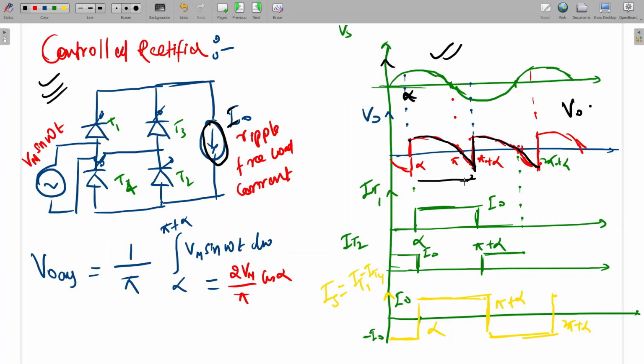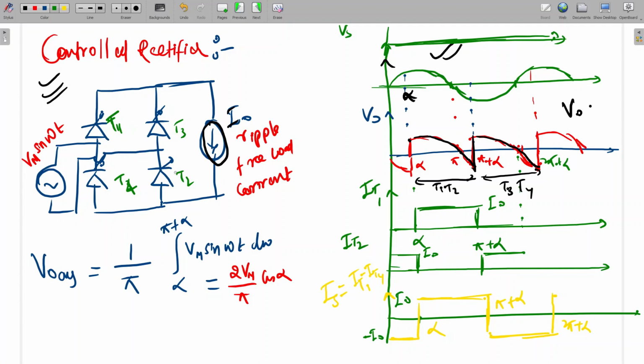From here to here T1 T2 will conduct, and from here to here T3 T4 will conduct. Is it clear why it is going negative? Anyone who has a doubt can ask, I will explain. Due to inductance, sir. See, current is constant means current will be constant only. The current is flowing, so that current will flow through that path only.